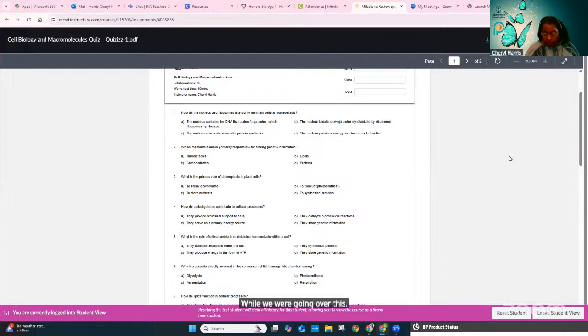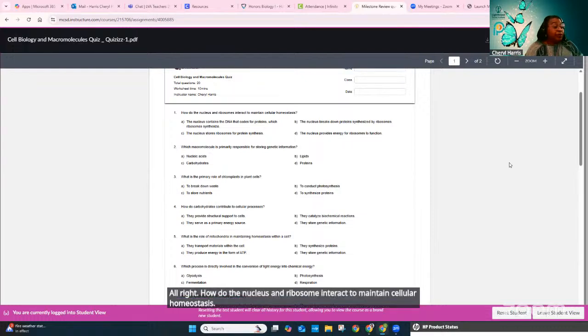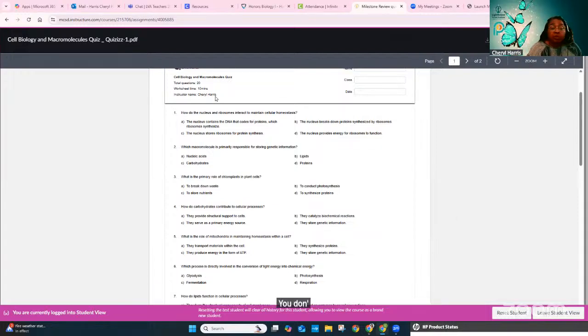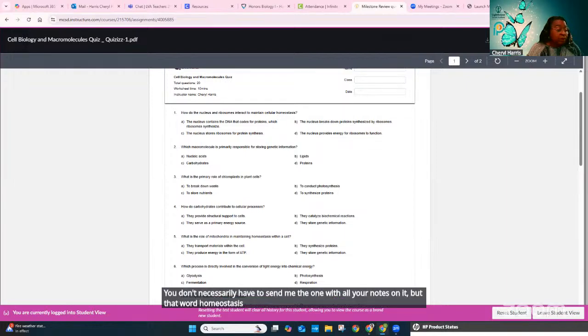Okay. Fine. All right. How do the nucleus and ribosome interact to maintain cellular homeostasis? All right, that word, and then these are yours too. You can make notes on these and whatever you need to do. You don't necessarily have to send me the one with all your notes on it, but that word homeostasis, what does that mean? Because you can't answer this until you know what homeostasis means. So what does homeostasis mean?